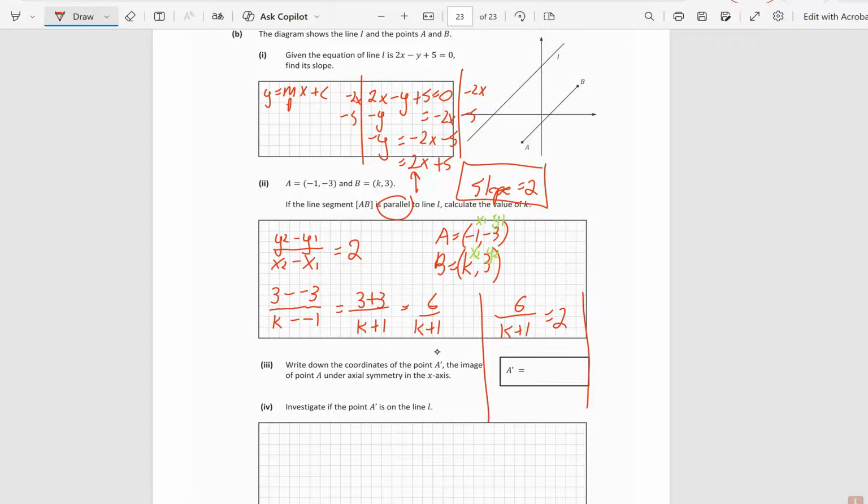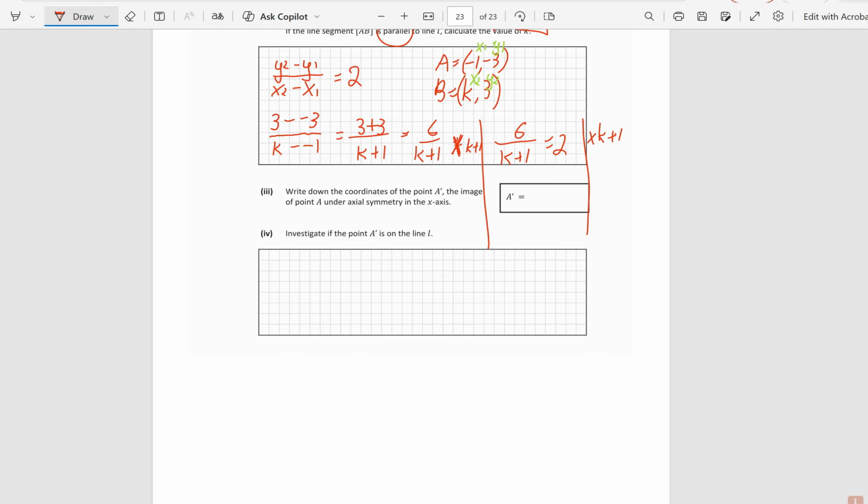This k plus 1 is not nice. We need to divide by it. Or sorry, multiply by k plus 1. Let's get rid of it. Okay, I'll do it down here, guys. It's getting really messy. They're just not giving enough space. So 6 over k plus 1 equals 2.